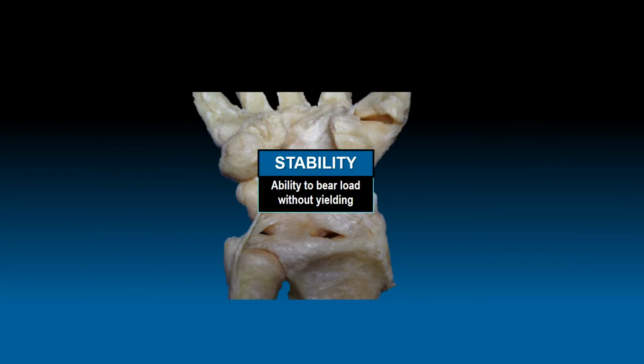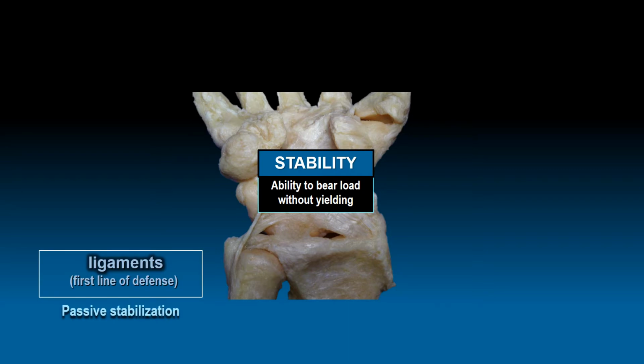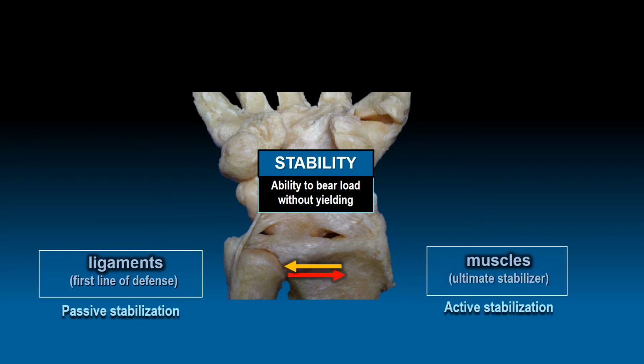Let's start with the basics. In kinetic or dynamic terms, a joint is meant to be stable when it is able to sustain physiologic loads without yielding. When the wrist is loaded, capsular ligaments are the first to react. Some ligaments, however, may have difficulties resisting prolonged tensions, thus the need for muscles to protect them.